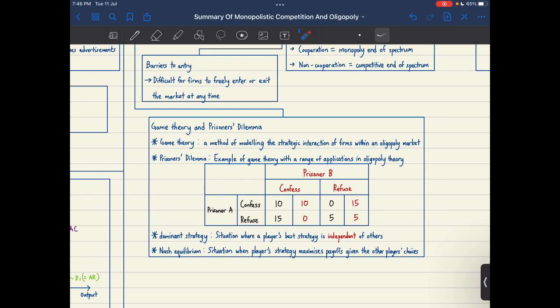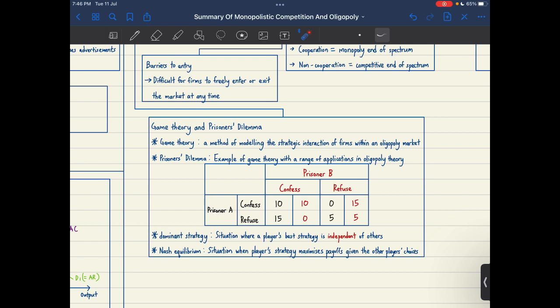So then let's talk about dominant strategy: a situation where a player's best strategy is independent of others. So I'm choosing which one will be the best for me. I will have to confess, because if you decide to confess and I decide to refuse, I'll end up getting 15 years of jail term, which puts me at a disadvantage. And a Nash equilibrium is basically a situation where a player's strategy maximizes payoff given the other player's choices.